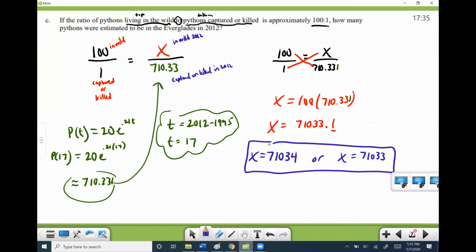Does that kind of make sense, you guys? Like if you were modeling the number of people that had been infected with the coronavirus, right? So if 0.1 of a person's been infected, they're still infected. So I would round that up to being 71,034. So like if I killed 0.1 of a Python, the whole Python's probably going to die. So I would round that up also.